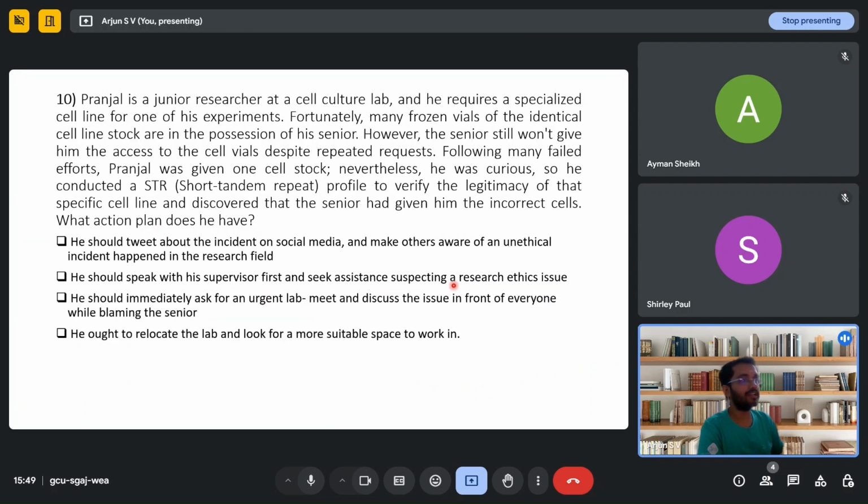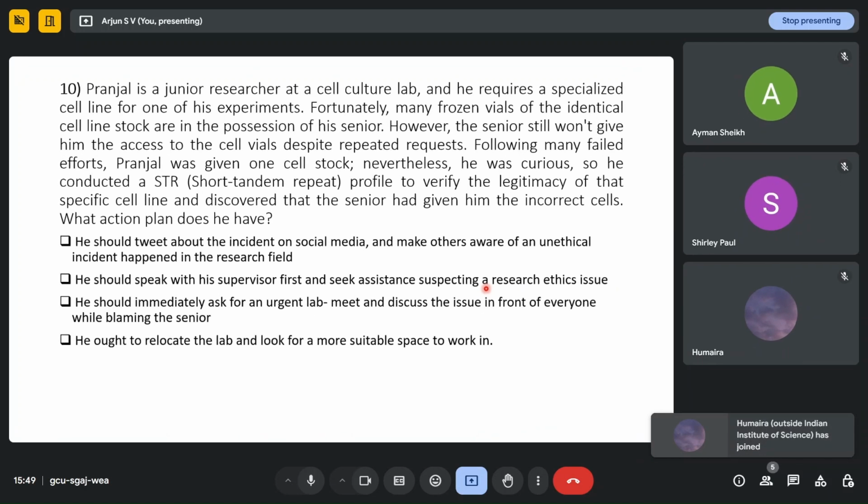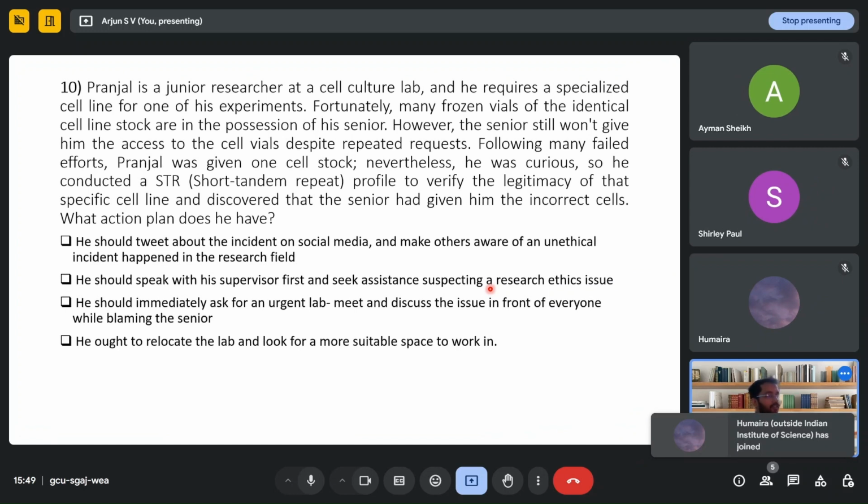I'll go on to the last problem statement for week 8, after which we will be solving our assignment questions for week 7 and week 8. Pranjal is a junior researcher at a cell culture lab, and he requires a specialized cell line for one of his experiments. Fortunately, many frozen vials of the identical cell line stock are in the possession of a senior. However, the senior still won't give him access to the cell vials despite repeated requests.